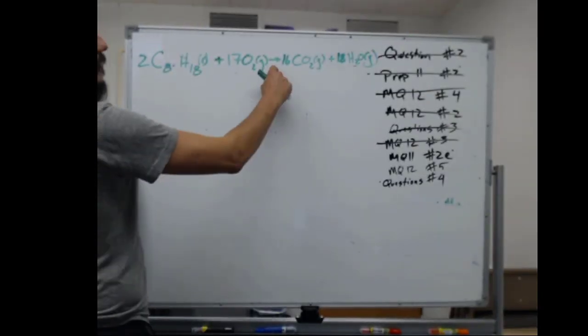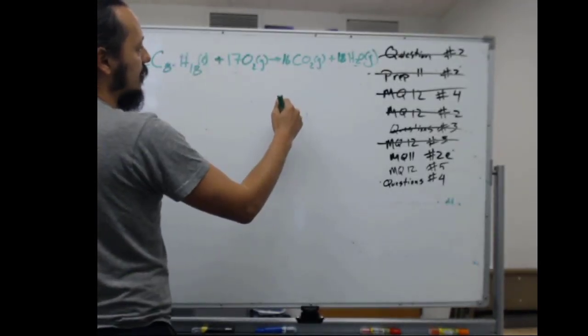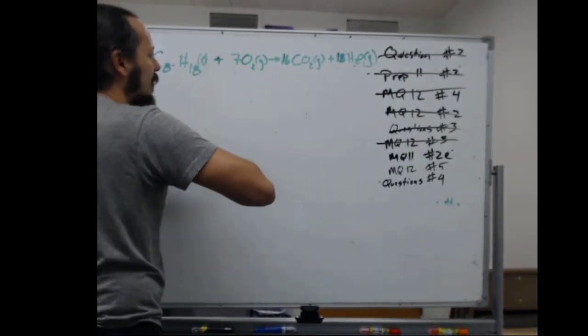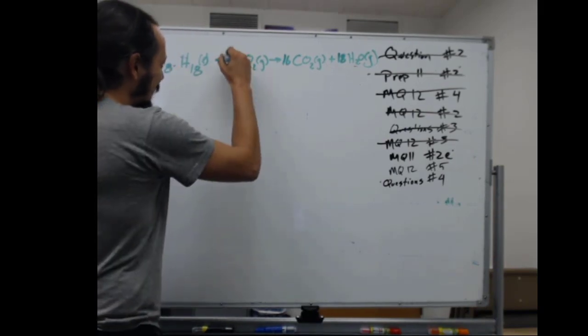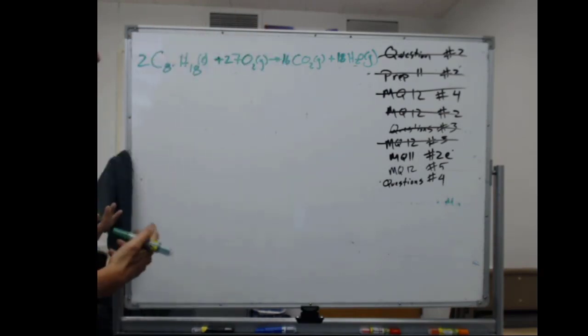That should give me 16 times 2 is 36 plus 18. Wait, that can't be right. Oh, 27. Ugh. 16 plus 9 is not 17. It's 27. That looks better. Okay, I'm glad I double checked before I kept going. Okay, so now we got our correct balanced chemical equation.